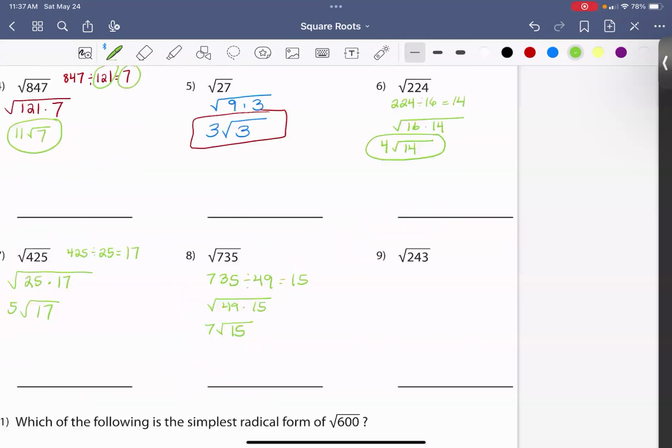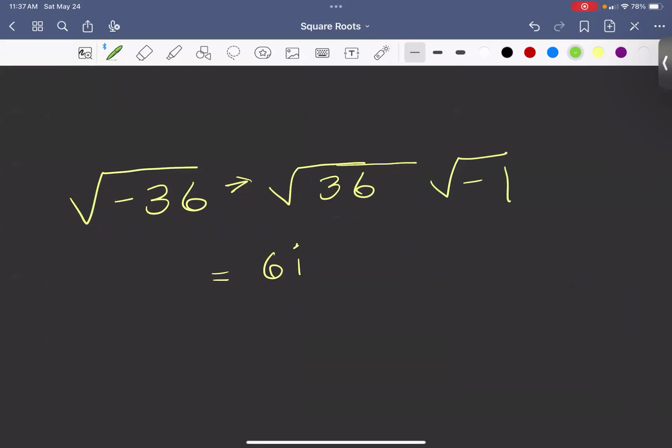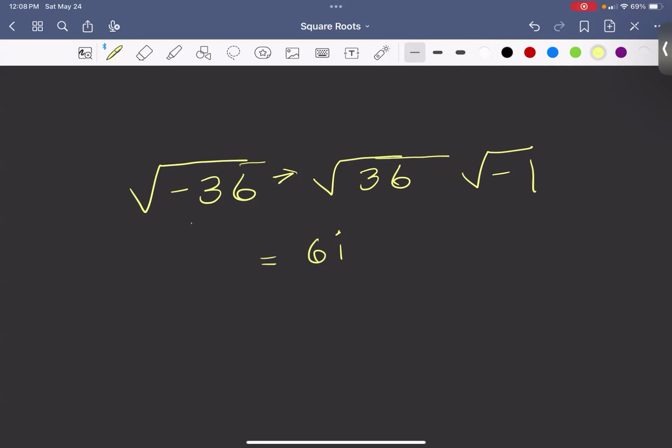Now, the last thing we're going to do is look at the square root of negative perfect squares. There is no number that when you multiply it by itself is going to give you negative 36. So I'm going to multiply the square root of 36 times negative 1. The square root of 36 is 6, and we represent the square root of negative 1 as i.